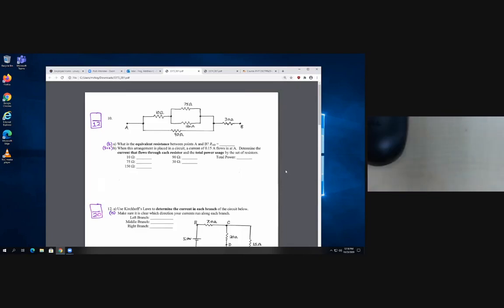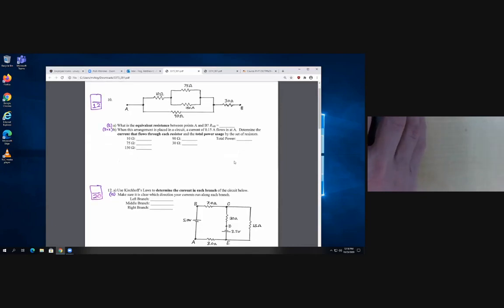So this one, clearly just series and parallel, not too bad. And maybe also questions about power, or just being aware of how to calculate power for an element, which is voltage times current. So if you could find those properties, you could find power, and the units are watts. What's the equivalent resistance between points A and B? And when this arrangement is placed in a circuit, a current of 0.15 amps flows in at A. Determine the current that flows through each resistor and the total power usage by the set of resistors.